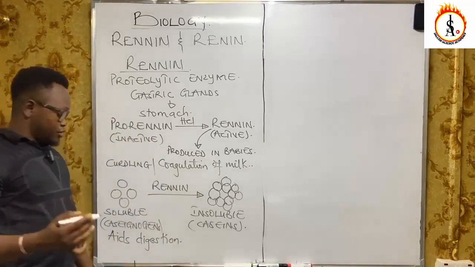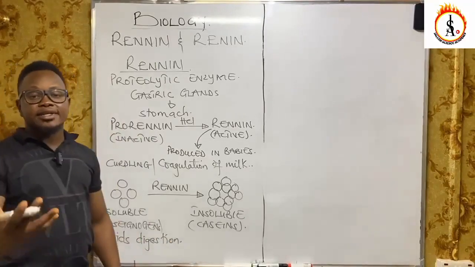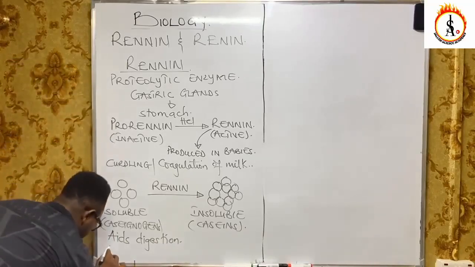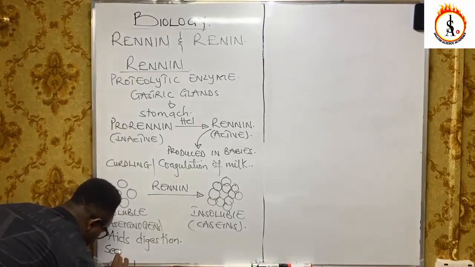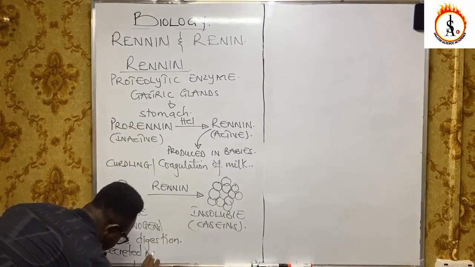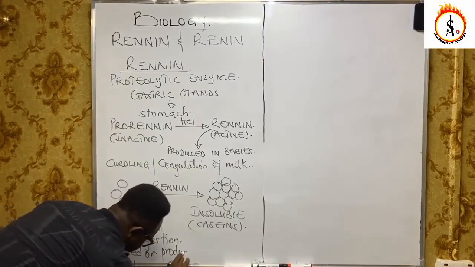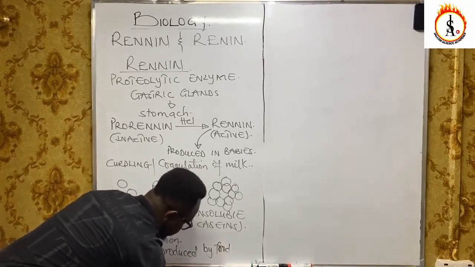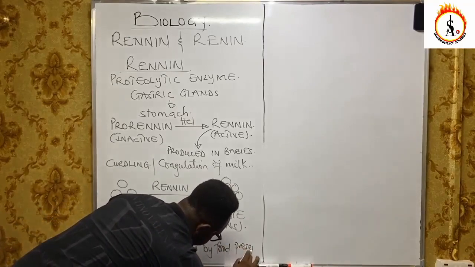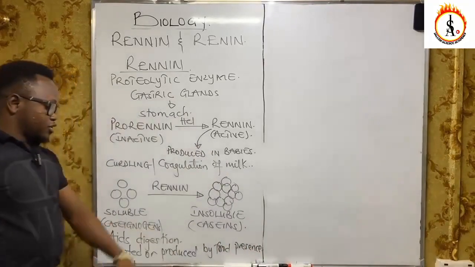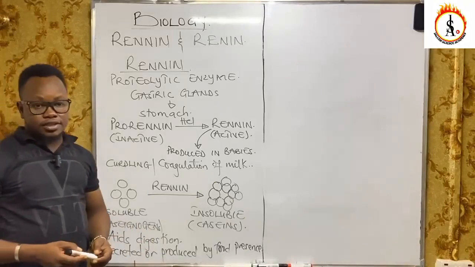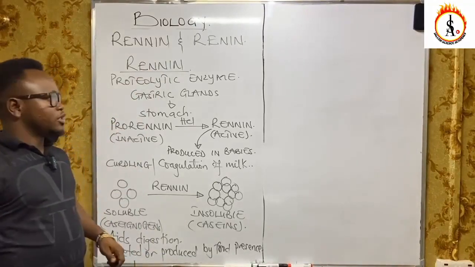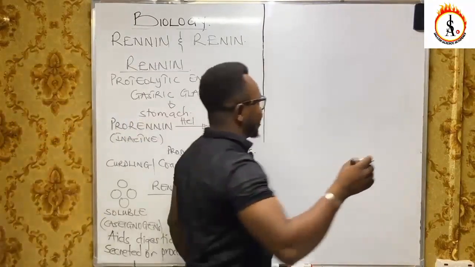It aids digestion, that's one, and it is secreted or produced by the presence of food. So we say it is secreted or produced by food presence, okay? So this is for the rennin. Now let's look at the other one, renin.